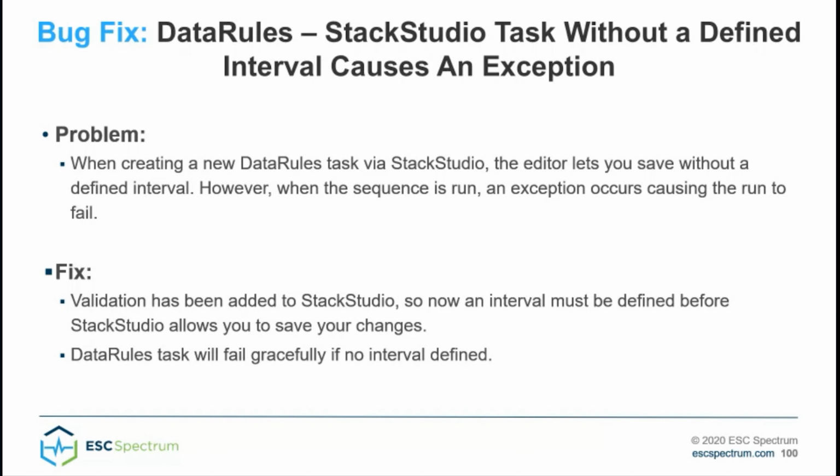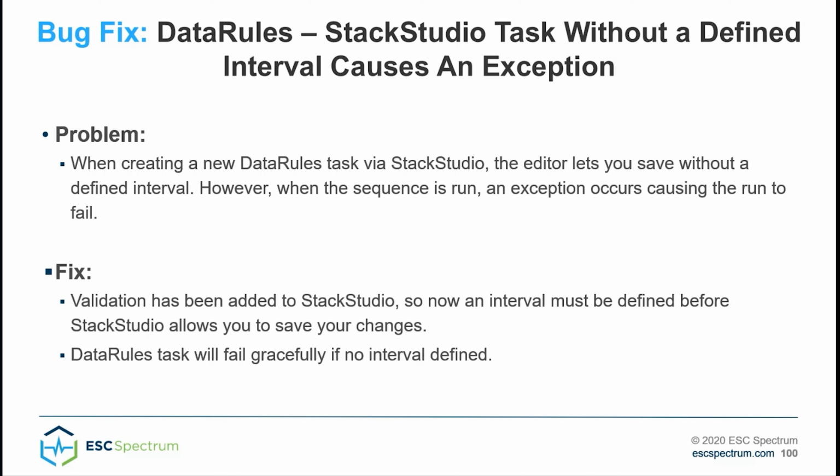When the data roles task was defined without an interval, it would actually cause an exception. So there was no Stack Studio validation. The editor would actually let you save without a defined interval, but when the sequence was run, we would see an error when you look at it in a ProcessNow report. It's because there was no interval defined. So we added validation to Stack Studio, so an interval must be defined before you can actually save your changes.